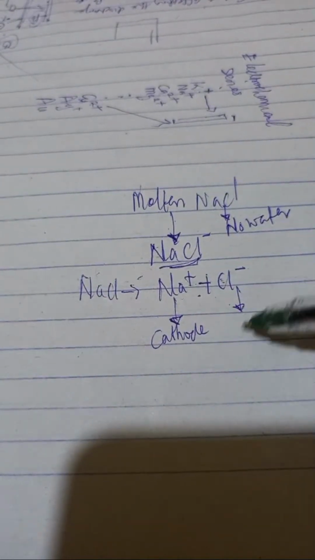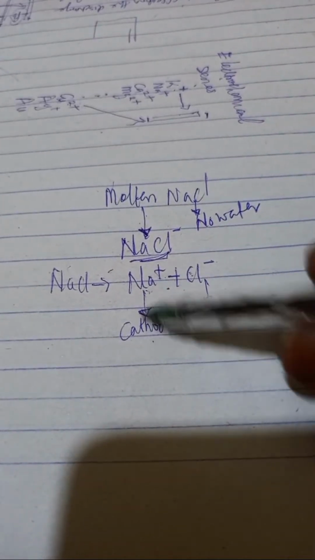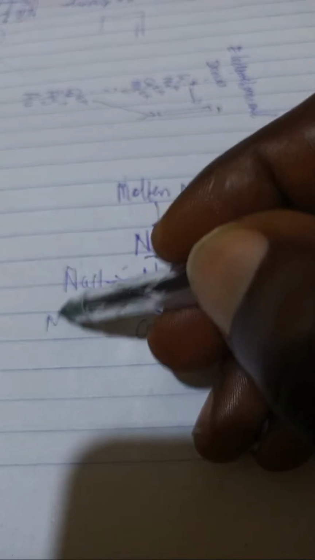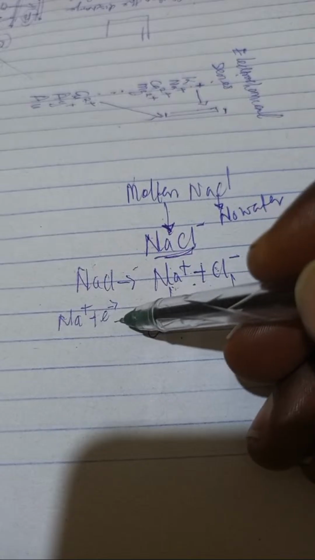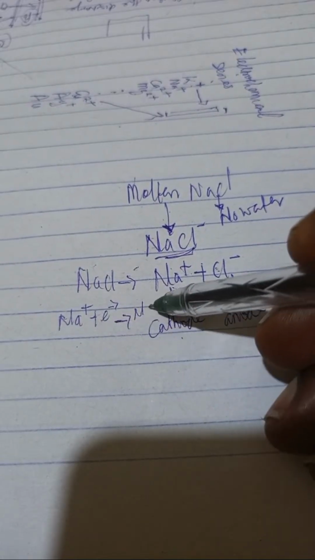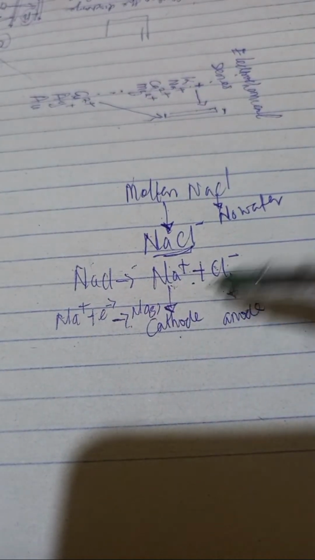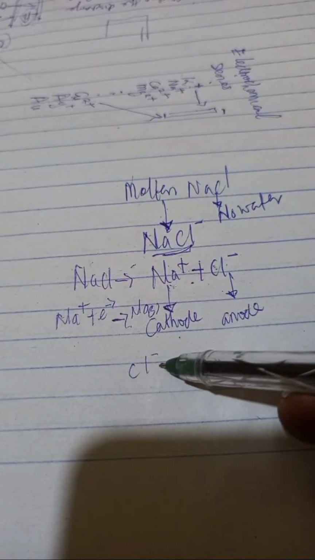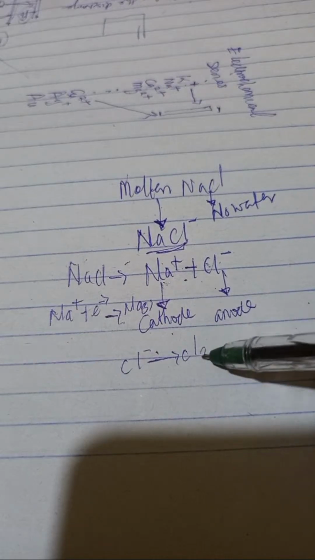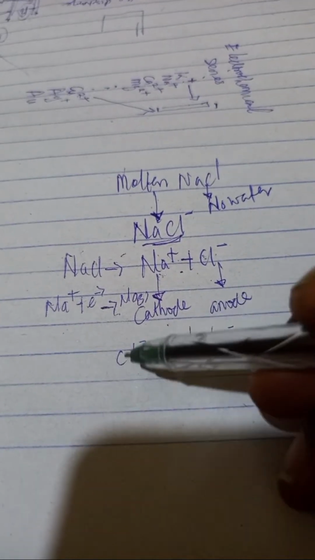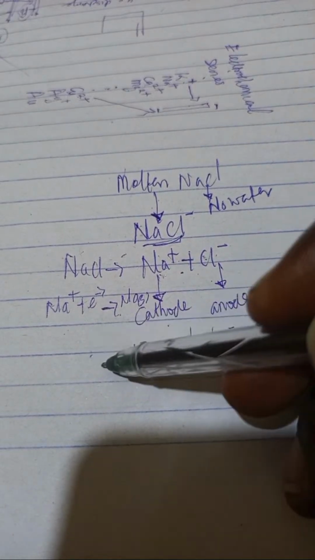This one will go to the anode. So at the end of the day, you're going to get Na plus. Since that is the cathode, Na plus is going to receive 1 electron and form Na solid. This is reduction. For chlorine, it's going to be Cl minus. This is oxidation, so it will form Cl2 plus e minus. This will now be a gas, and you just put 2 here.